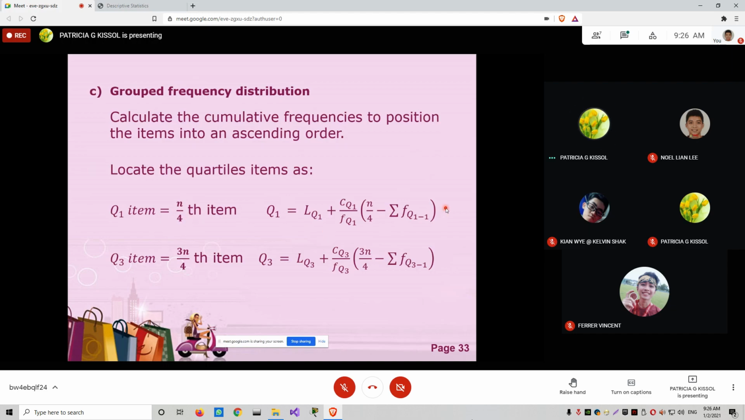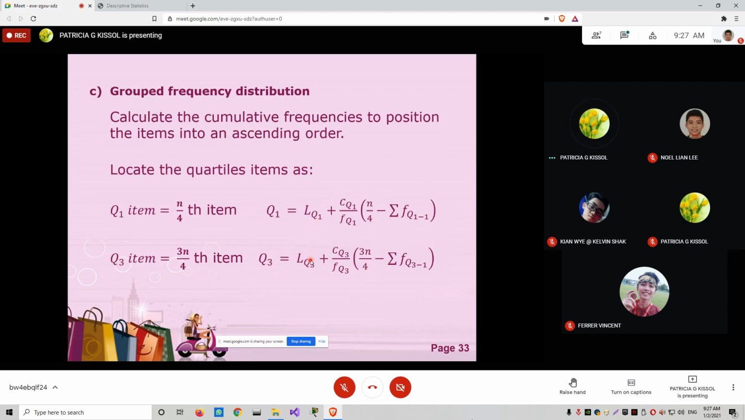Now, another thing you can see here is the formula for Q1 and Q3. The formula is longer, but it shouldn't be difficult to remember, because if you look at it clearly, it is the same as the formula for median. It's just that for the median, this part where my pointer is, it is n divided by 2. But for Q1, it is n divided by 4. Q3 is 3n divided by 4. So basically, the formula to find Q1 or Q3 is the same as the formula for finding the median, the LM we use in median.